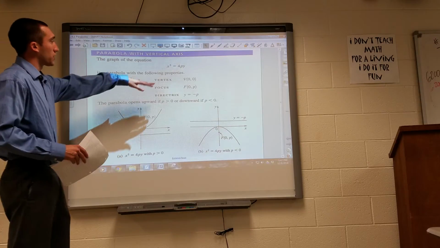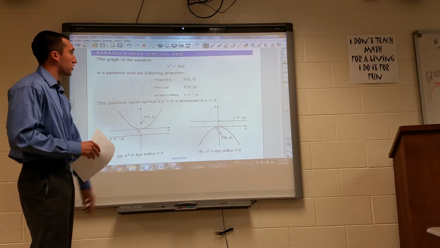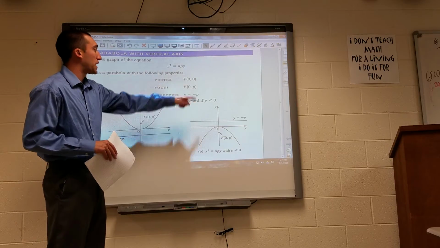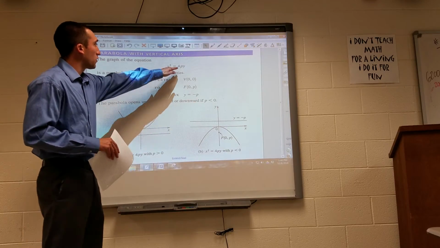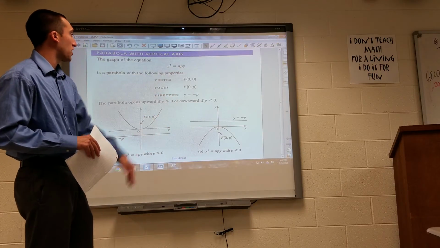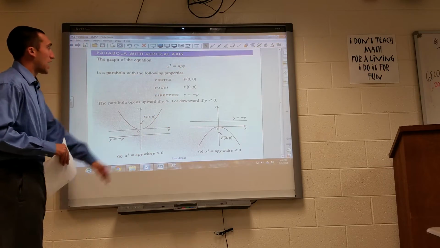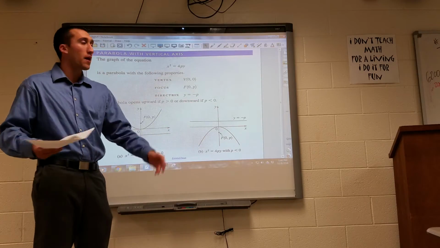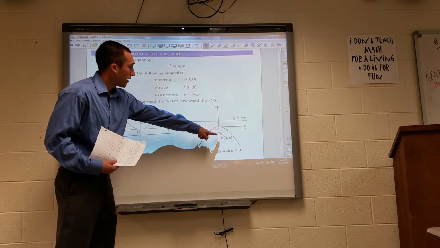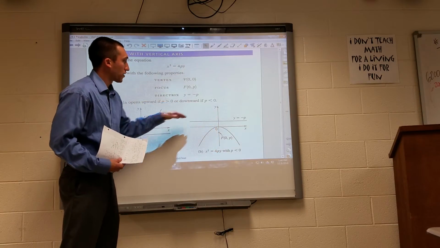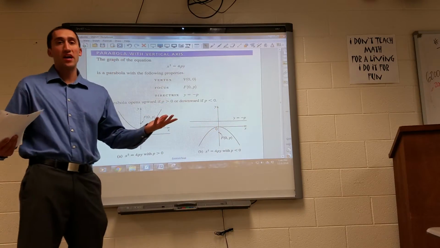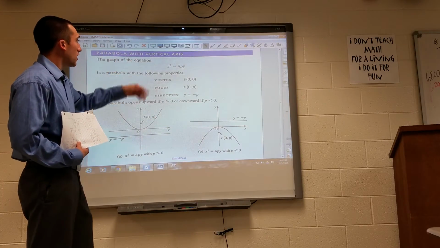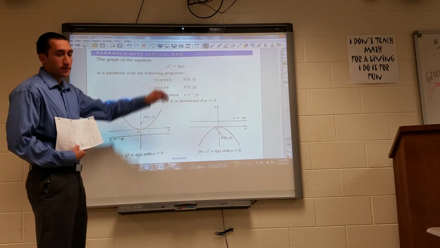But as far as we're concerned, our vertex is always going to be at 0, 0, the origin. Our focus is going to be at the point (0, p), and p you'll see we'll solve for in our examples, and you'll see how we go ahead and graph the focus. And the directrix is going to be y equals negative p, whatever p happens to be. So if you can see here, we have a focus here. Our directrix is just the line y equals negative p. And this is for a vertical axis, which means our x is squared.